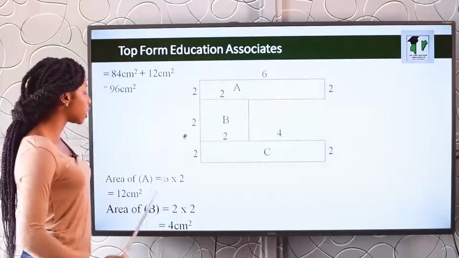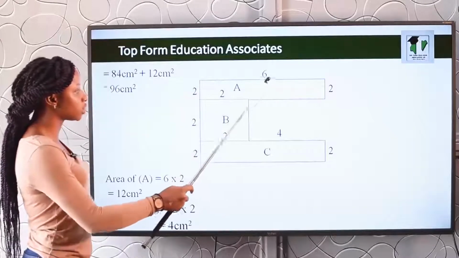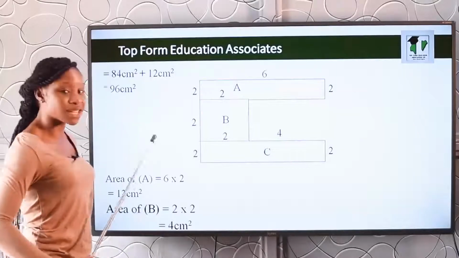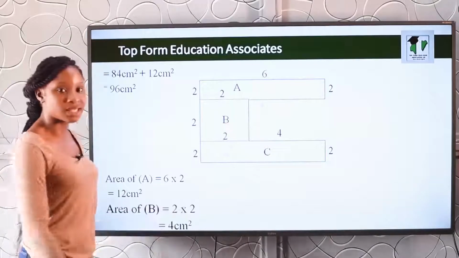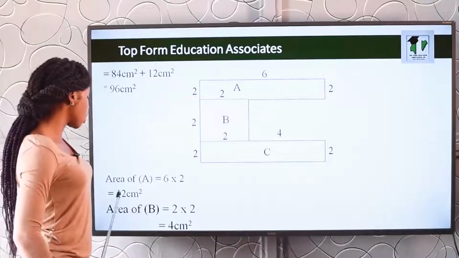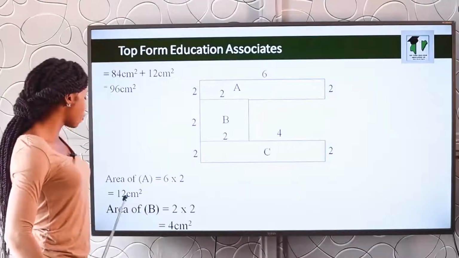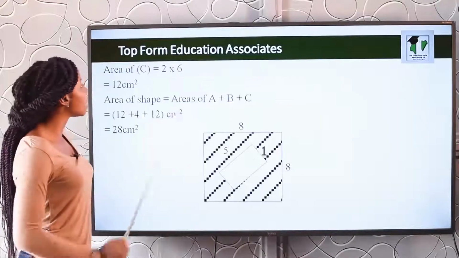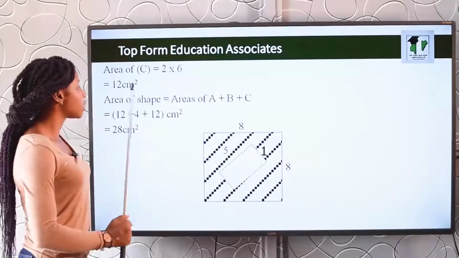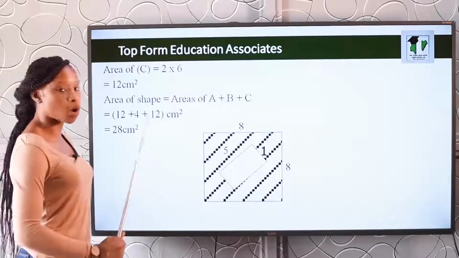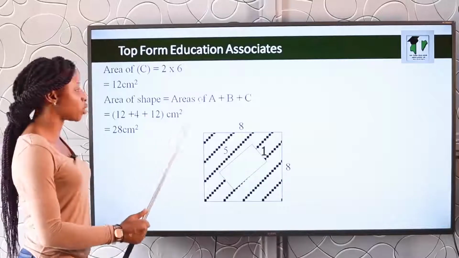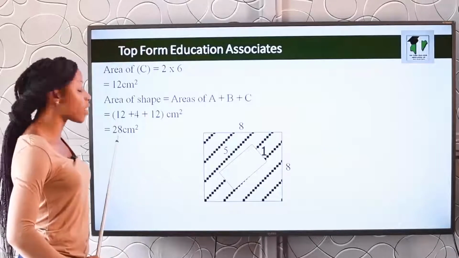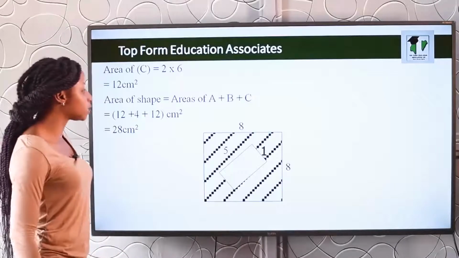Area of A is given, the length is from here, the length is 6 centimeters, and the breadth is 2 centimeters. We've been given that the figures are in centimeters. So let's take into account our units. When we do the multiplication, we have area of A as 12 centimeters square, the area of B as 4 centimeters square, the area of C as 12 centimeters square. So the area of the compound shape is the area of B plus the area of A plus the area of C. And when we take the sum, we have our answer as 28 centimeters square.